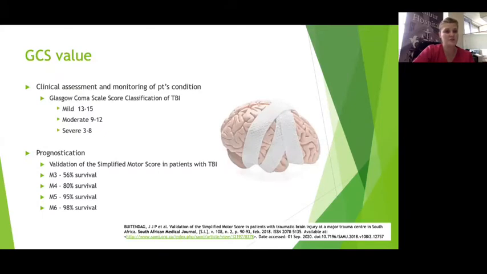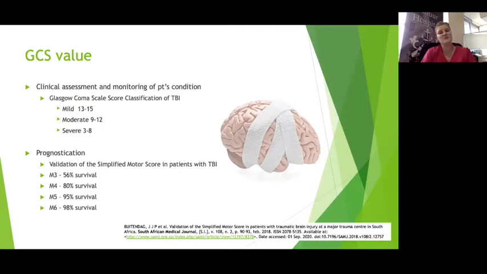We also use it to classify traumatic brain injury just based on the Glasgow Coma Scale. You can have a mild brain injury with a GCS above 13, a moderate traumatic brain injury with a GCS between 9 and 12, or a severe head injury, which is often the patients that we see coming to ICU with us, where their GCS is between 3 and 8.